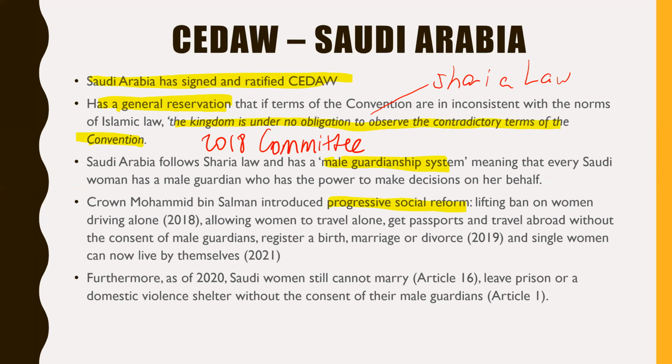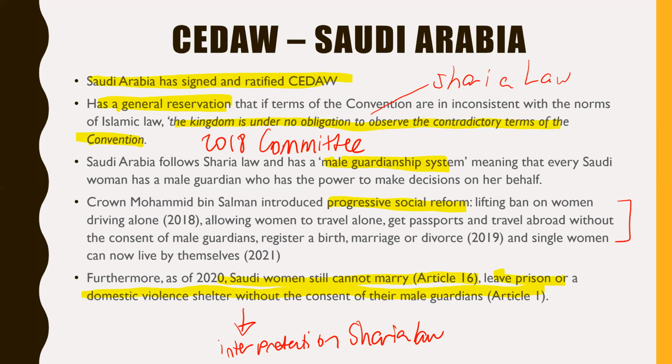However, in 2020, women still can't marry without a guardian, which violates Article 16. They can't leave a prison or a domestic shelter without the consent of their male guardians. So they are still contravening some of the articles. There are still restrictions on the way women can dress, their interactions with males who aren't in their family, and restrictions on sport. Because of their strict interpretation of Sharia law, women and men are still not equal despite these reforms. There are still circumstances when women aren't being treated the same as men.